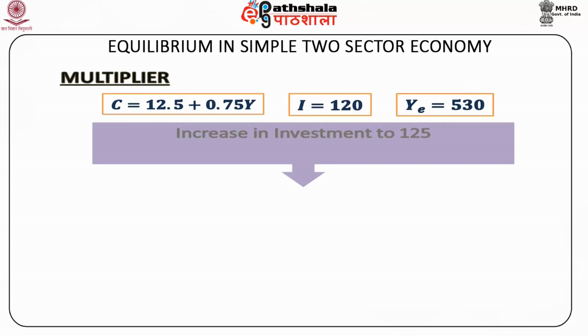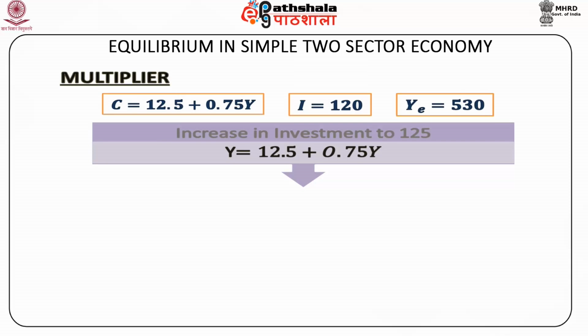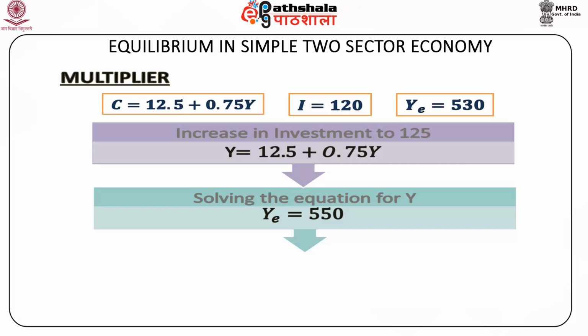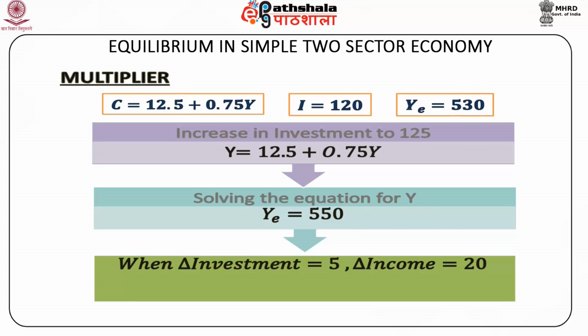Now, suppose investment increases to 125. The new equilibrium becomes y is equal to 12.5 plus 0.75y plus 125. This results in equilibrium output equal to 550. Therefore, when investment increases by 5 from 120 to 125, income increases by 20, that is from 530 to 550. There is an increase in income that is a multiple of the increase in investment. In this example, the multiplier is 4. The multiplier denoted by K works not only for an increase in autonomous investment but for any component of autonomous demand.